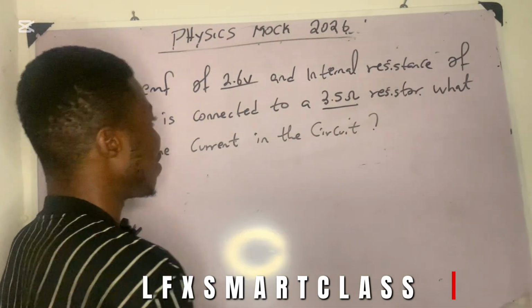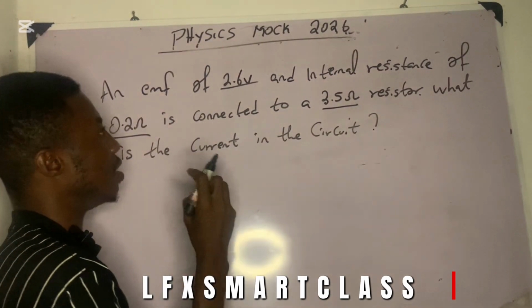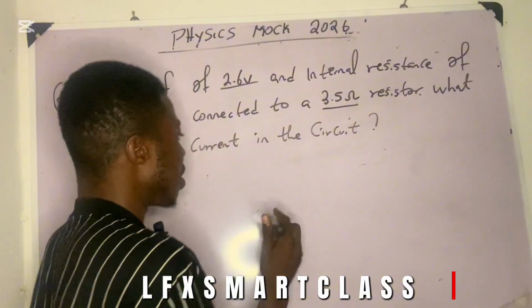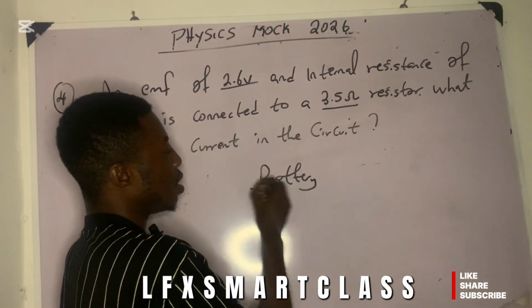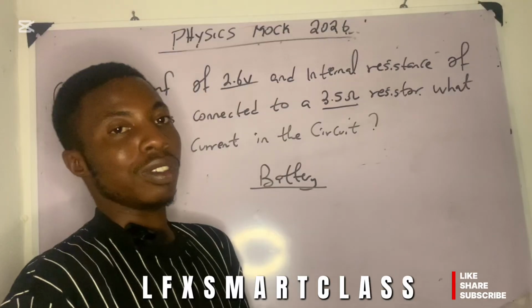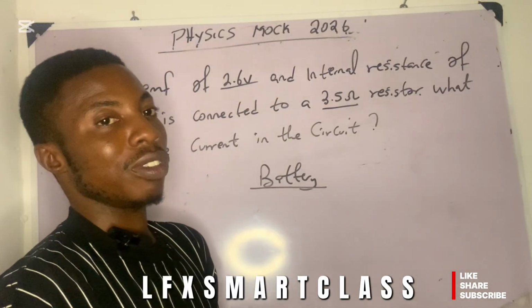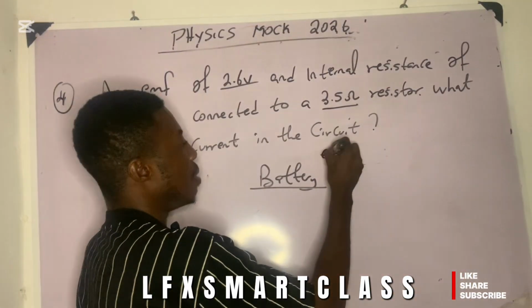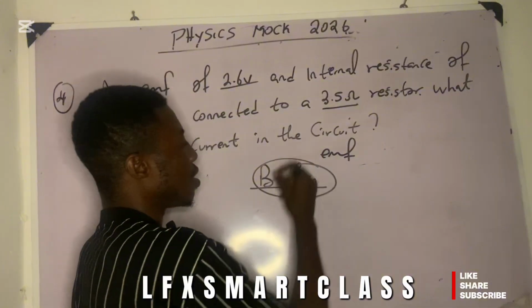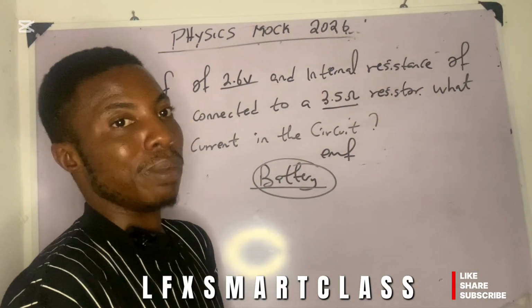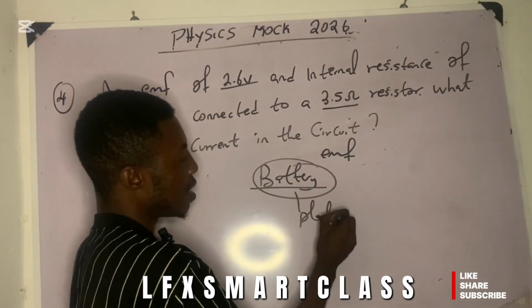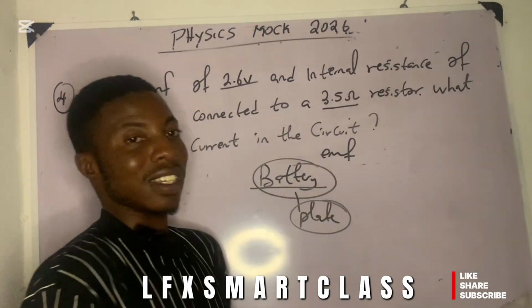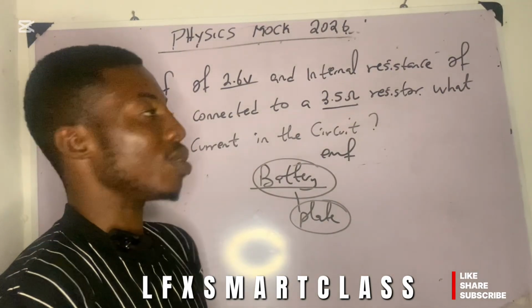Now, the first thing you have to have in mind is that this is actually dealing with a battery. You know that the voltage inside the battery before it's used is called EMF. The battery itself has chemicals and plates, and the plates inside the battery act as a resistance. So it's not all the EMF.